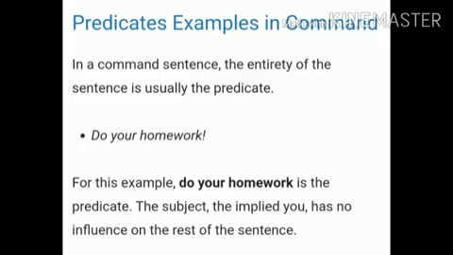Predicate examples in commands. In a command sentence, the entirety of the sentence is usually the predicate. For example, do your homework. For this example, do your homework is the predicate. The subject, the implied you, has no influence on the rest of the sentence.